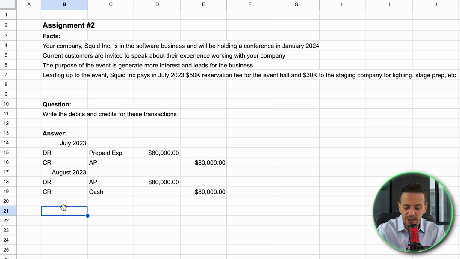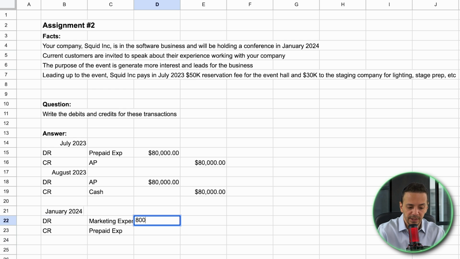Now comes January of 2024, you are going to go ahead and remove the prepaid expense and recognize the actual expense. So you're going to debit marketing expense and credit prepaid expense for the amount of $80,000, and that will close out the transaction.